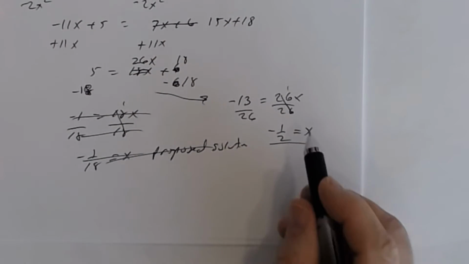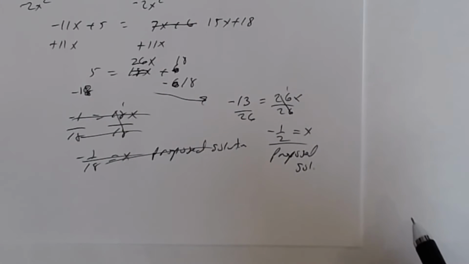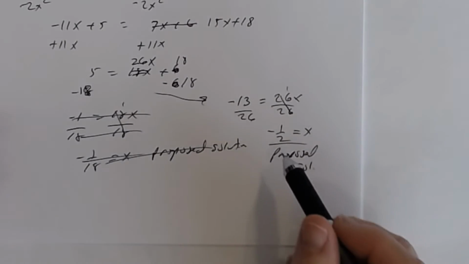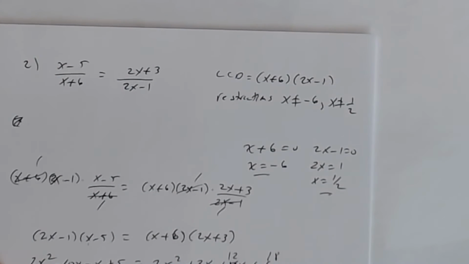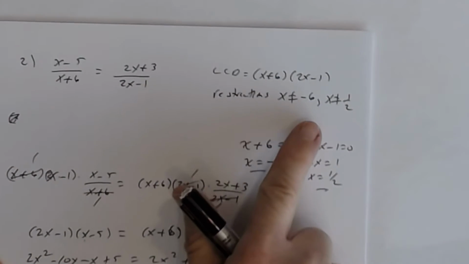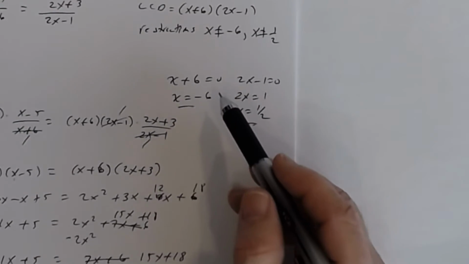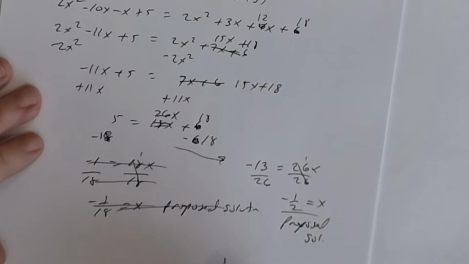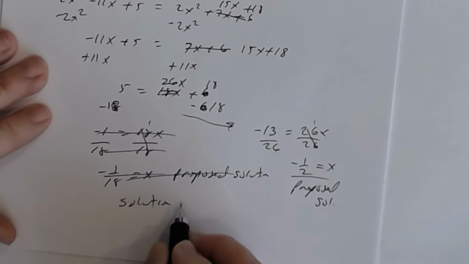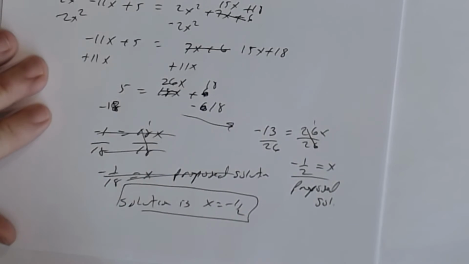Now that's your proposed solution. So you may see the word indicate the proposed solution. And then you have to determine, well, is this proposed solution right here a solution to the original? And to determine that, you just look at your restrictions. Is negative 1/2 a restriction? No, it's not. My restrictions are negative 6 and positive 1/2. So you're going to say solution is x equal negative 1/2. Okay?